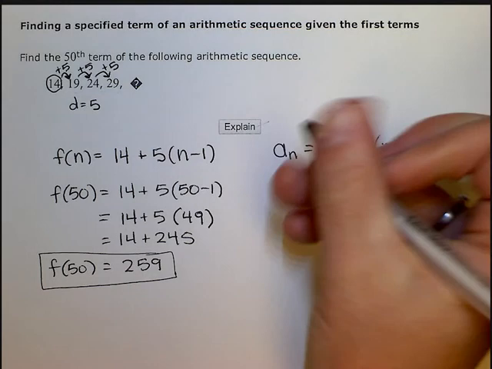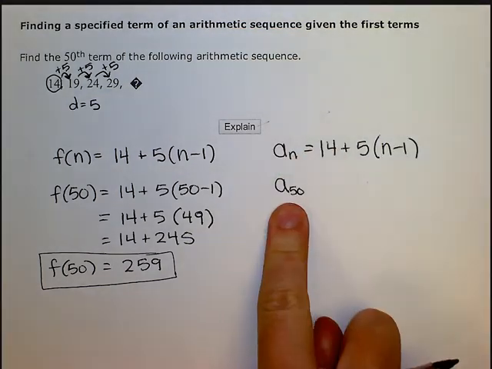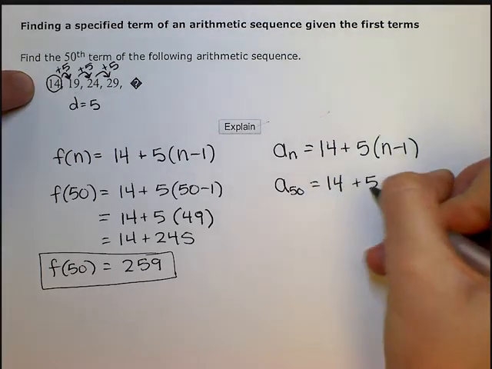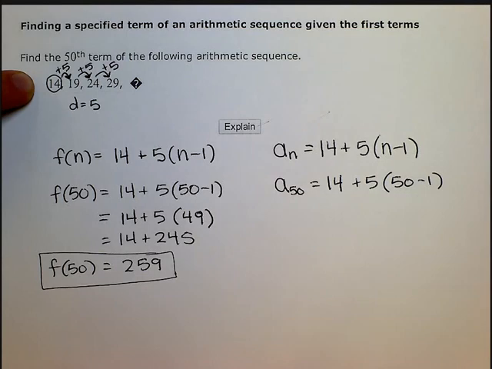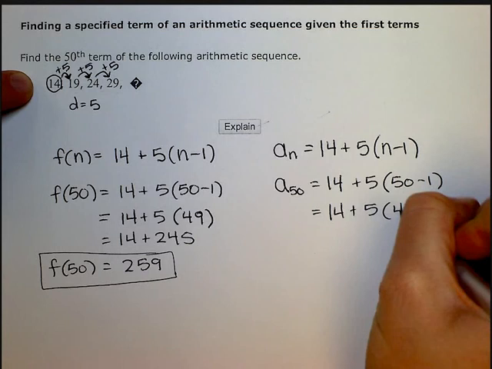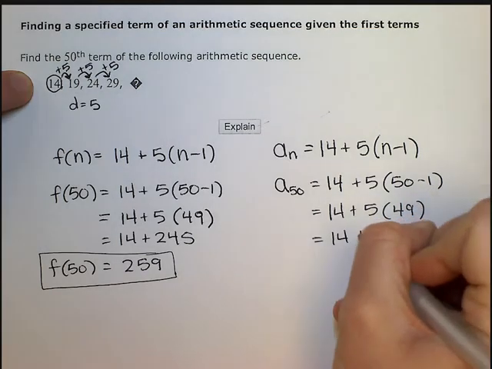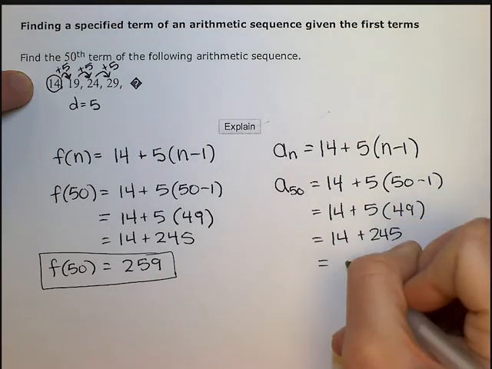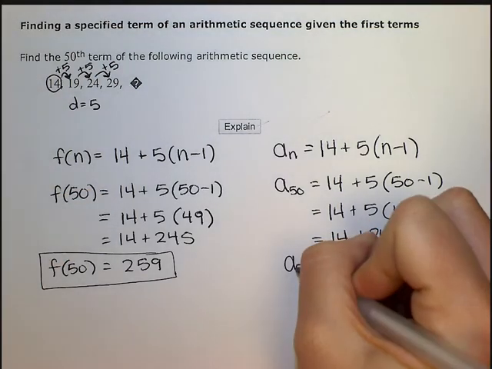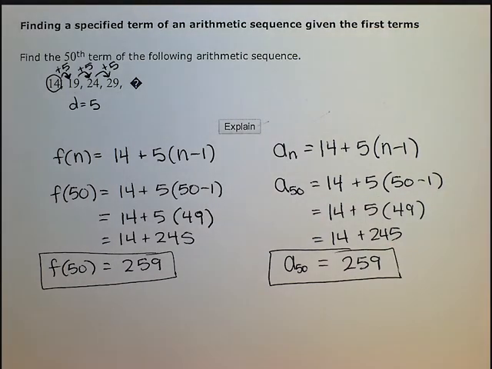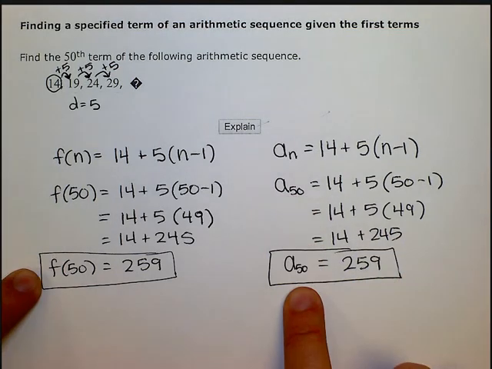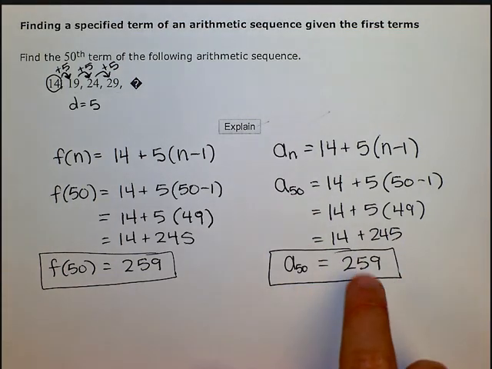So to find the value of the 50th term, I'm going to start with 14 because that's my starting value, and I'm going to add 50 minus 1 times. So I would get 14 plus 5 times 49, and 14 plus 245 equals 259. Now this math is exactly the same. I just get a sub 50 equals 259. So the answers are the same. The notation is just slightly different here. But the 50th term of this sequence is 259.